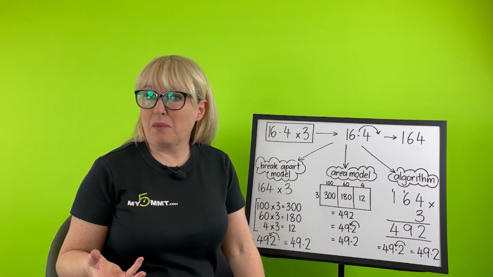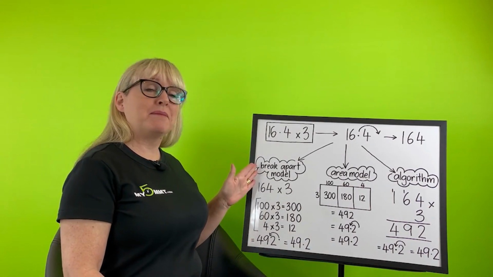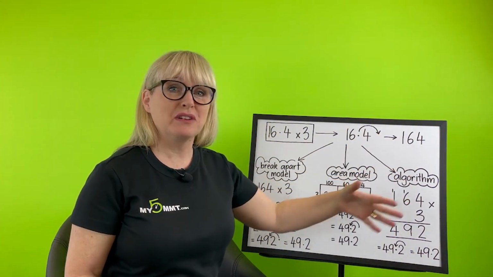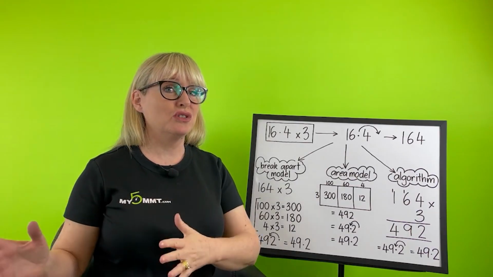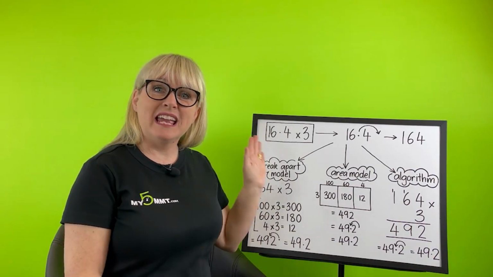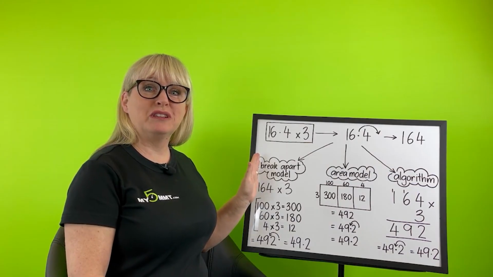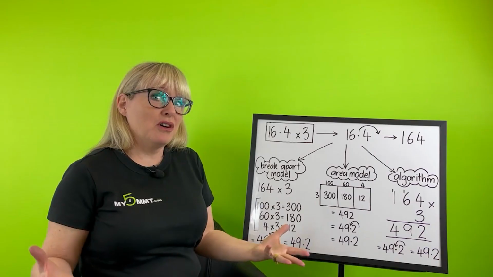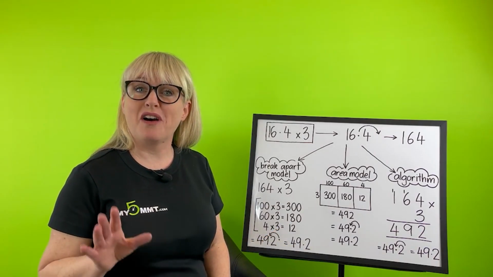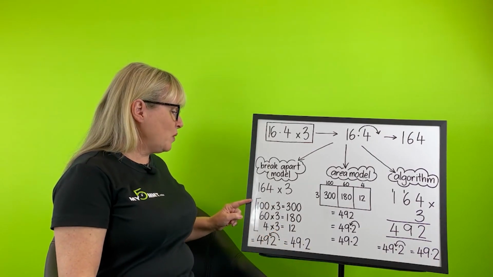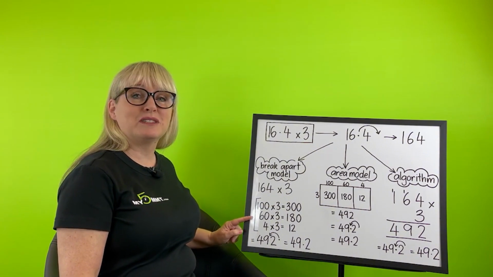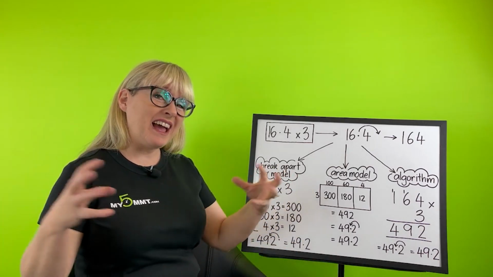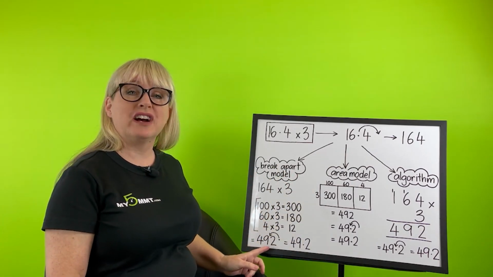I could do it in 3 different ways even. I could use the break apart model, the area model, or the algorithm to solve it, because now I'm actually multiplying 2 whole numbers together. If I was using the break apart model, it would look like this. 164 times 3, because I'm not dealing with a decimal anymore, I'm dealing with a whole number. I break that into 100 times 3, 60 times 3, and 4 times 3, and I get my answers. And when I add them back together, I get 492.